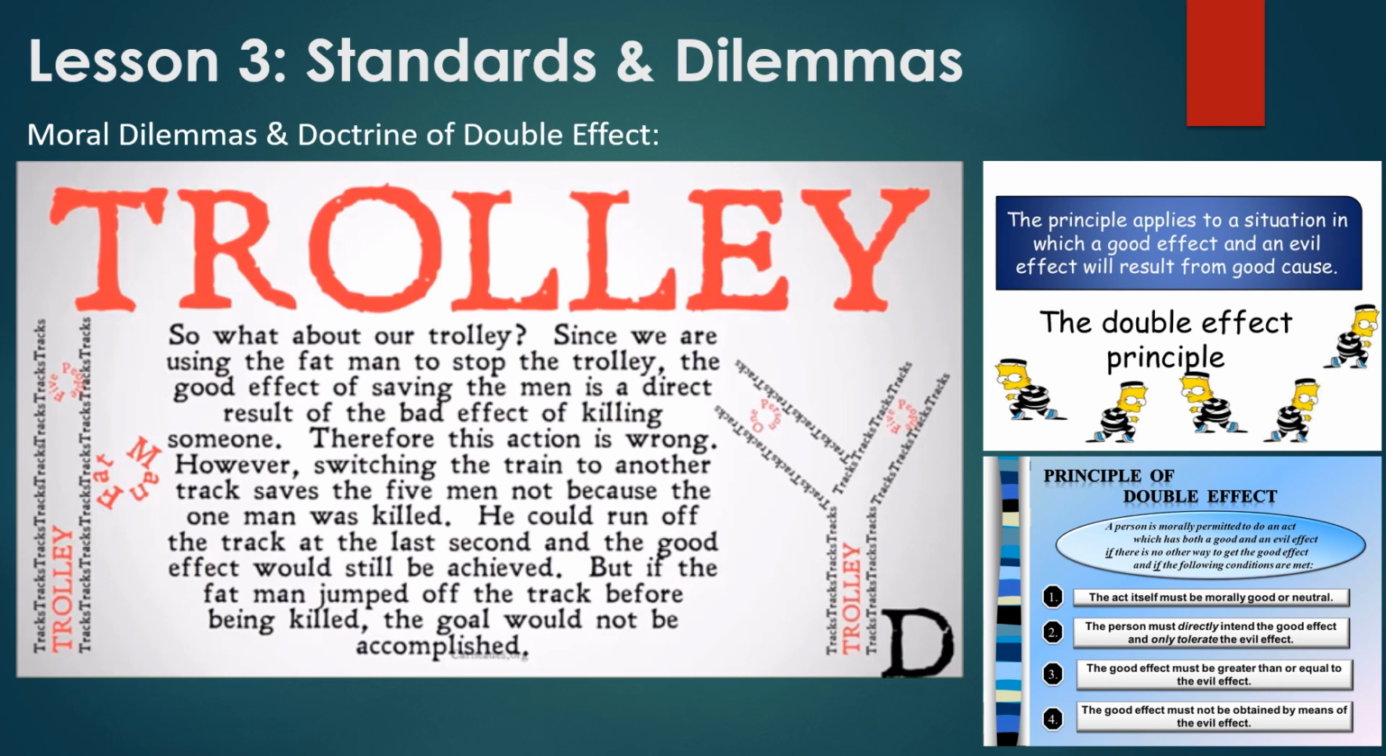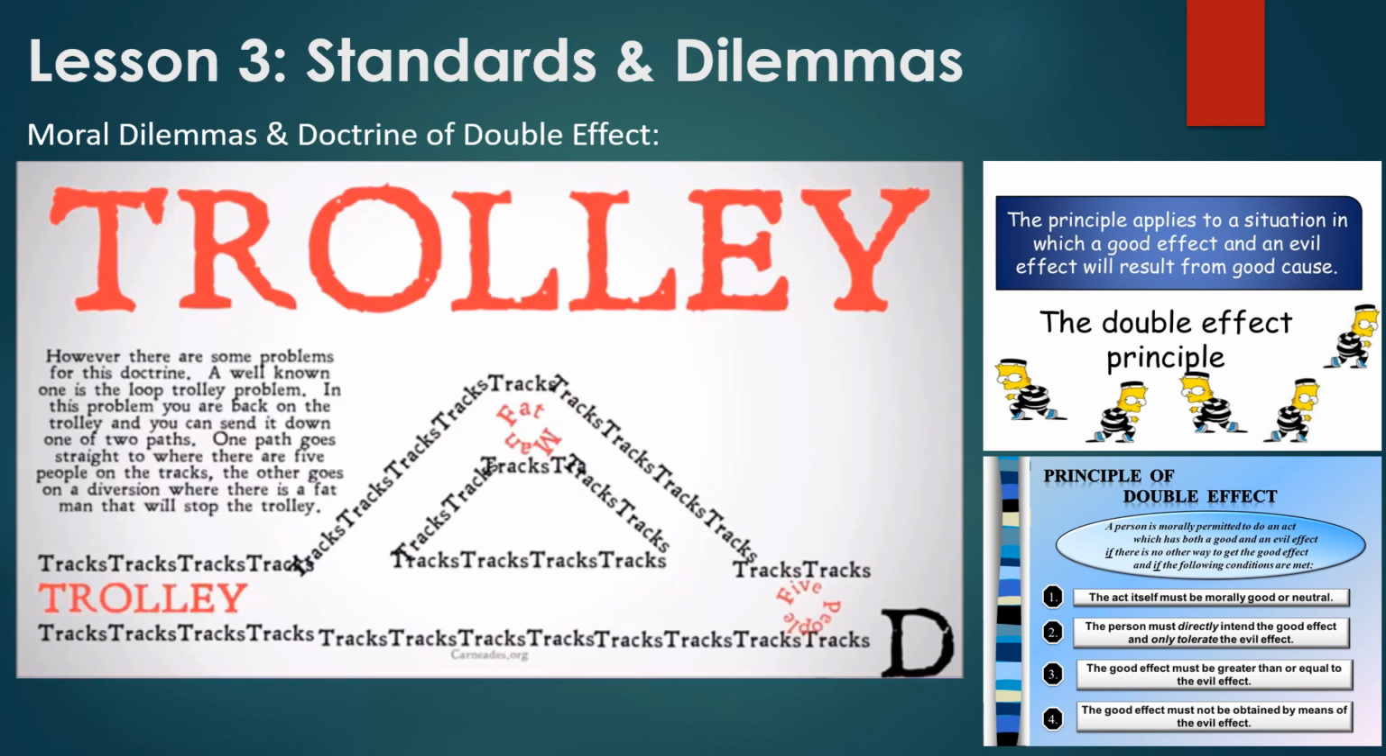So let's take a look at how that deals with the trolley problem. Since we are using the fat man to stop the trolley, the good effect of saving the men is a direct result of the bad effect of killing someone. Therefore, the action is wrong. However, switching the train to another track saves the 5 men, not because the 1 man is killed, but because of the action itself, the switching to a different track. And the 1 person could run off the track at the last second and the good effect would still be achieved, because the good effect isn't a result of the bad effect. But if the fat man jumped off the track before being killed, the goal would not be accomplished.